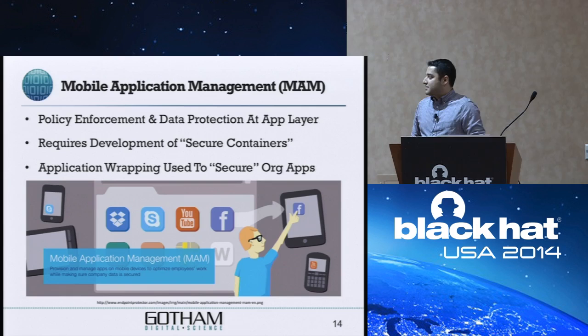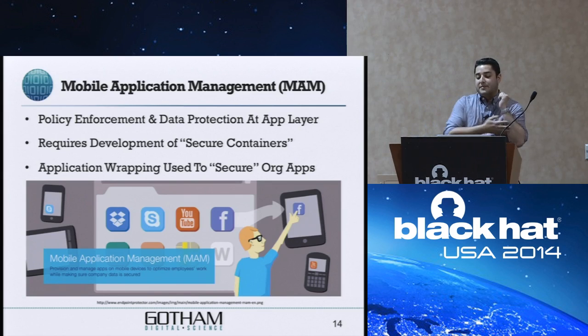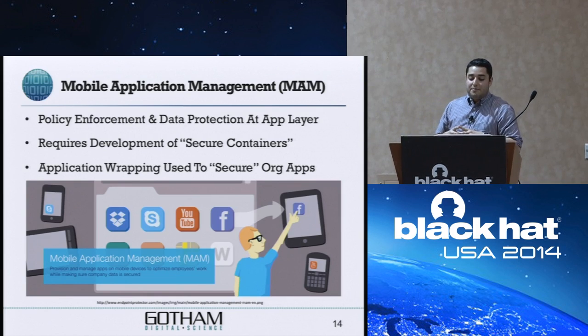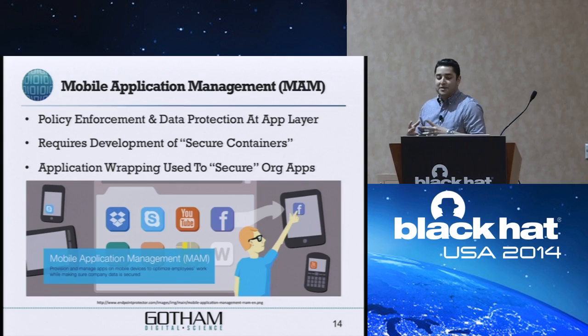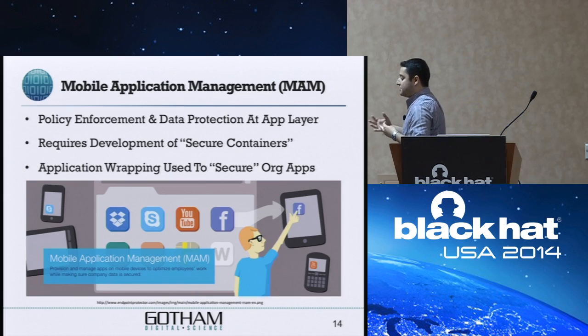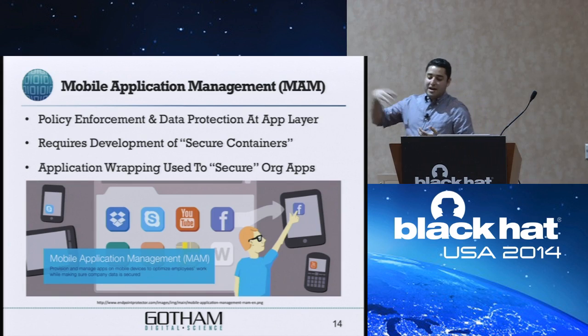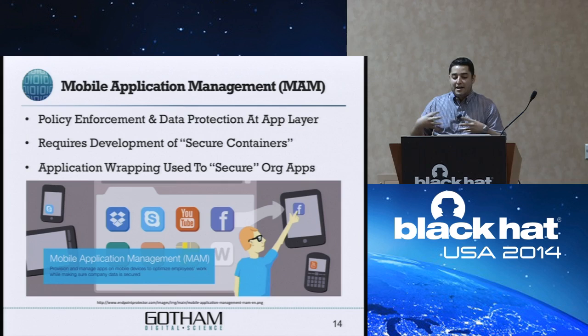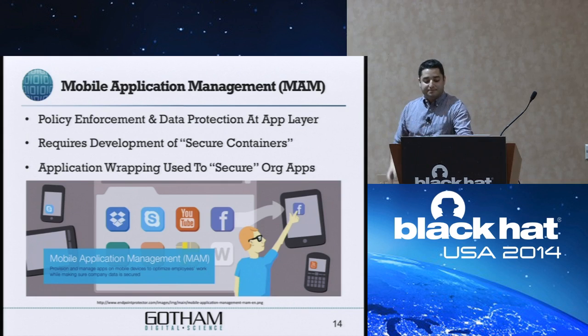So where does MAM come in? MAM, as I mentioned earlier, is protection at the app layer, but it requires development of secure containers, which can be a little tricky and complex. It leverages a technology called application wrapping, where you have existing applications and you want to add security to these existing mobile apps. That's what app wrapping is.